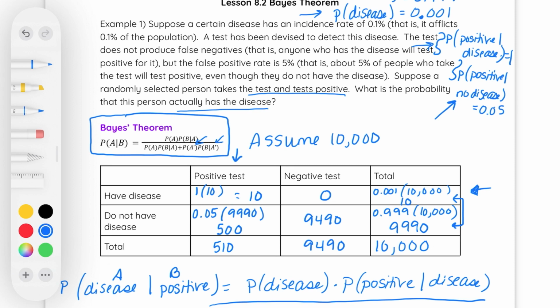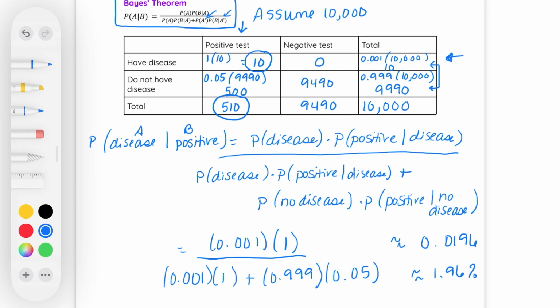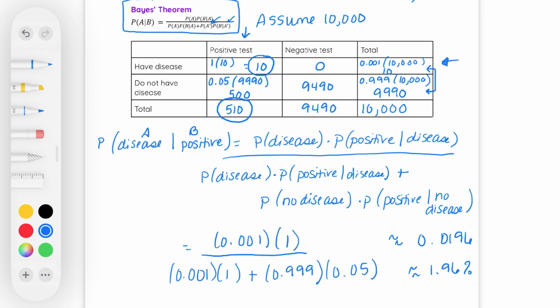Right, now let's look again at what it's asking for. So given the person takes the test and tests positive, of those who are testing positive, what is the probability that they actually have the disease? So they actually have the disease is 10 out of a total of 510 who actually test positive.